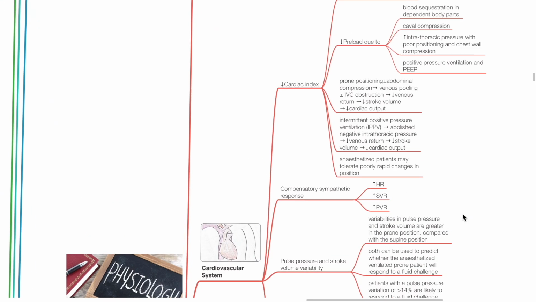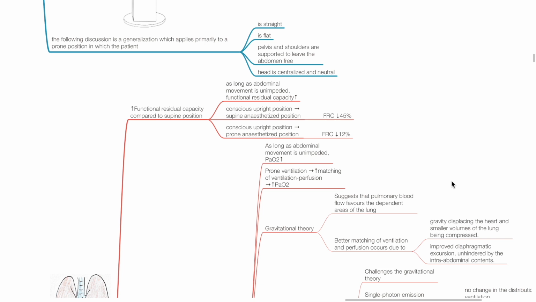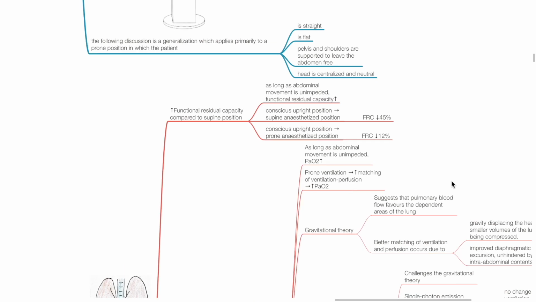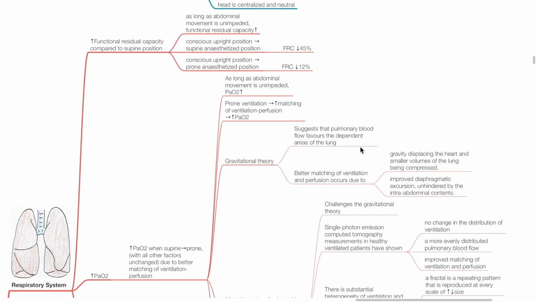Physiological effects of the prone position. Respiratory system. There is increased FRC when compared to the supine position as long as abdominal movement is unimpeded. When the patient transitions from conscious upright position to supine anesthetized position, FRC decreases by 45%. However, when the patient transitions from upright position to prone anesthetized position, FRC decreases by 12%. PaO2 increases when the patient transitions from supine to prone, with all other factors unchanged, due to better matching of ventilation and perfusion. As long as abdominal movement is unimpeded, PaO2 increases.